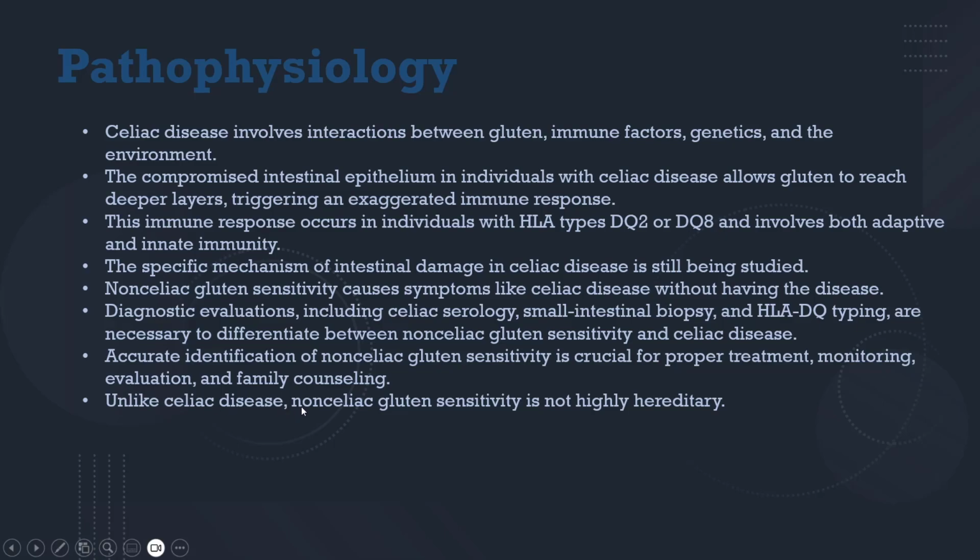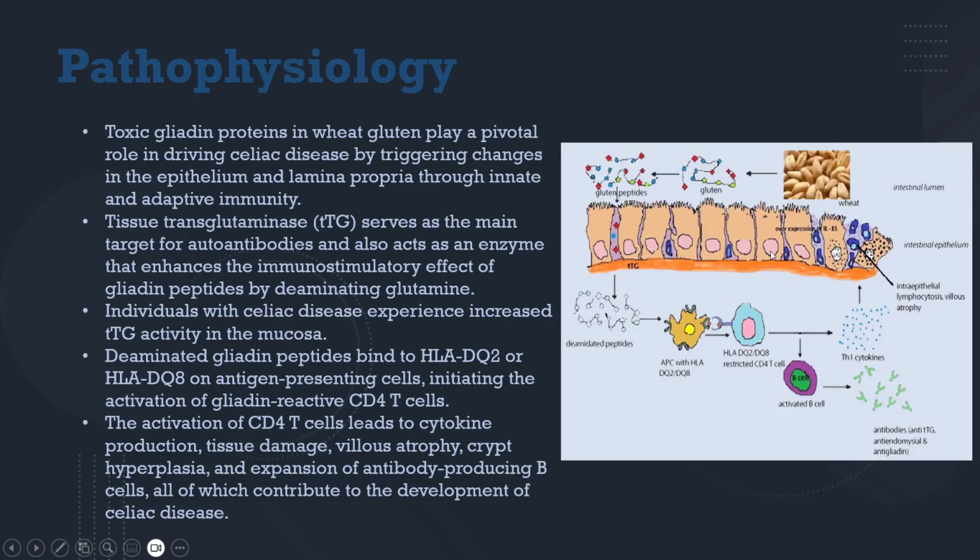Unlike celiac disease, non-celiac gluten sensitivity is not highly hereditary. Now, what happens, as you can see in this picture, is the intestinal epithelium. The toxic gliadin protein in wheat gluten plays a vital role in driving celiac disease by triggering changes in the epithelium and lamina propria through innate and adaptive immunity.